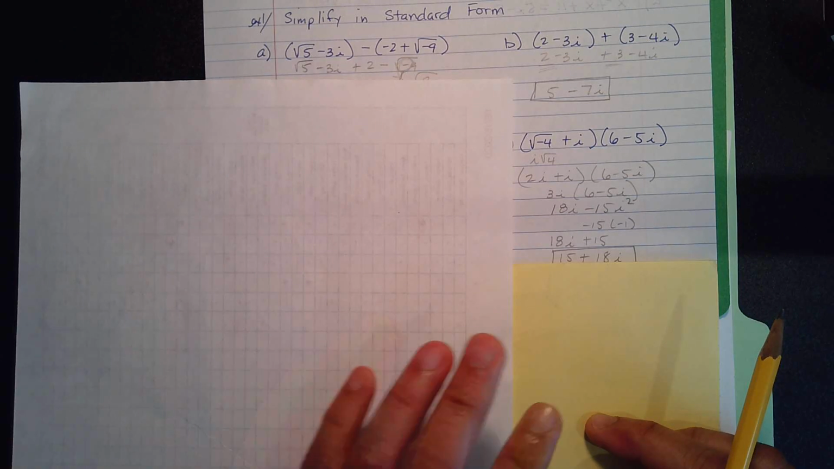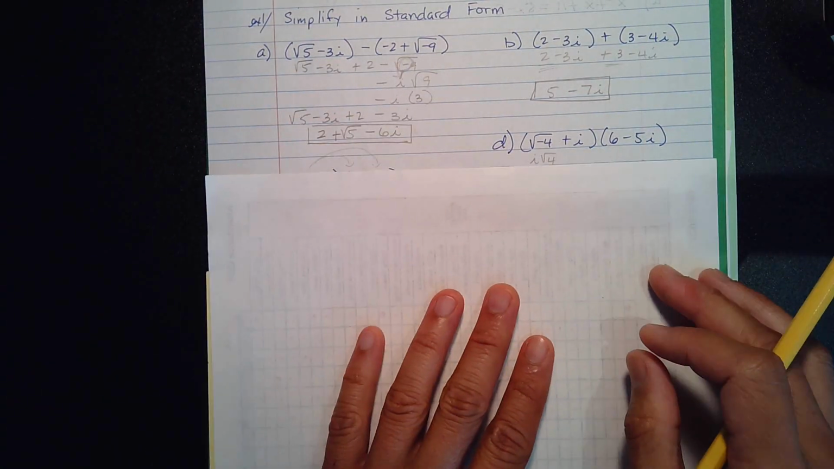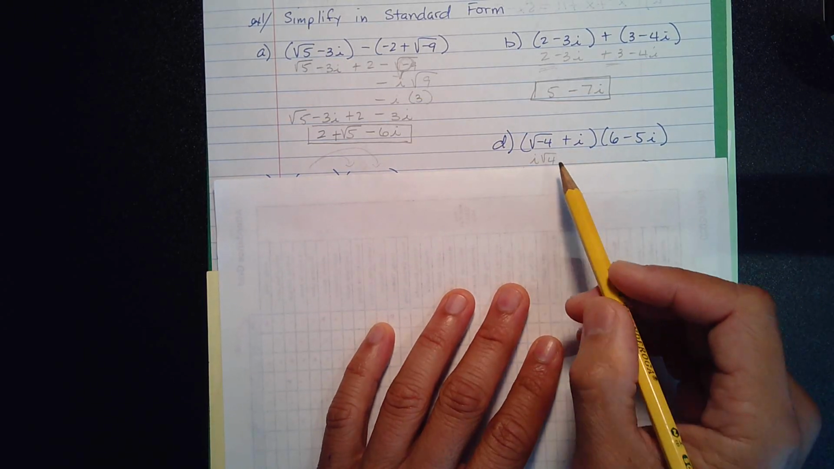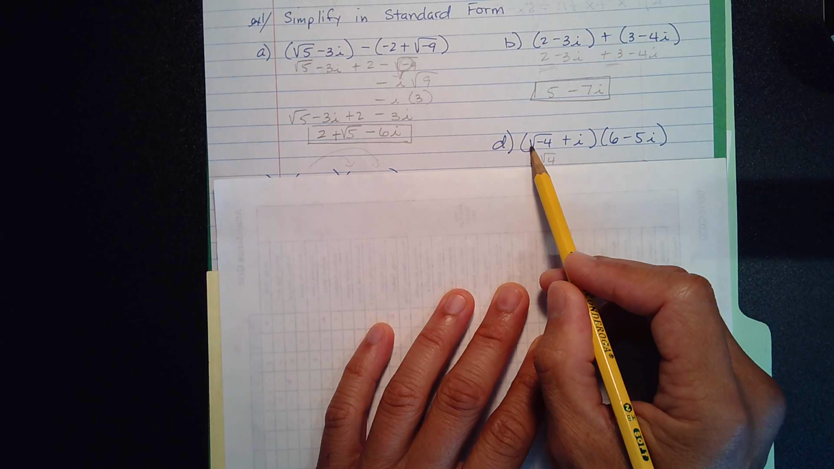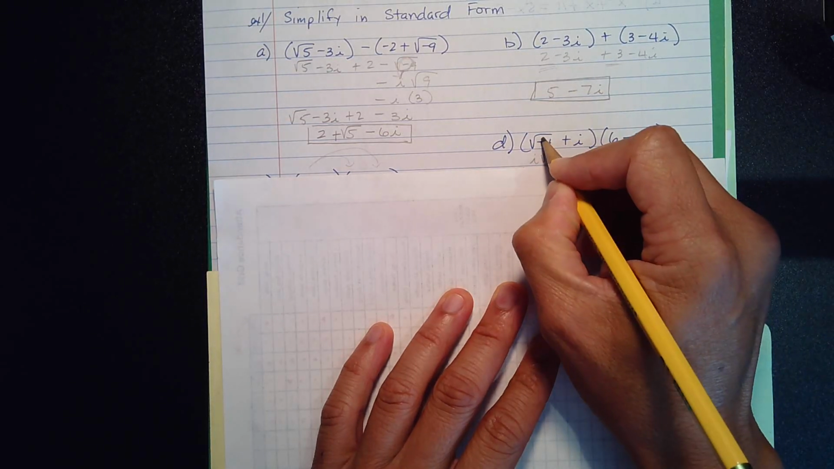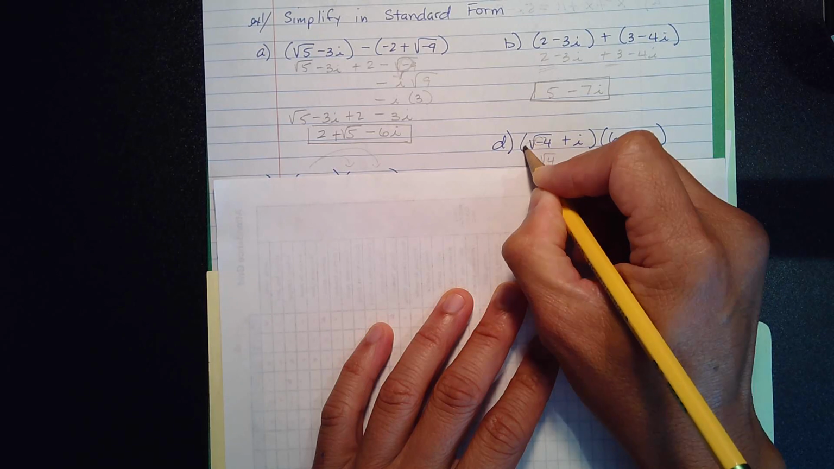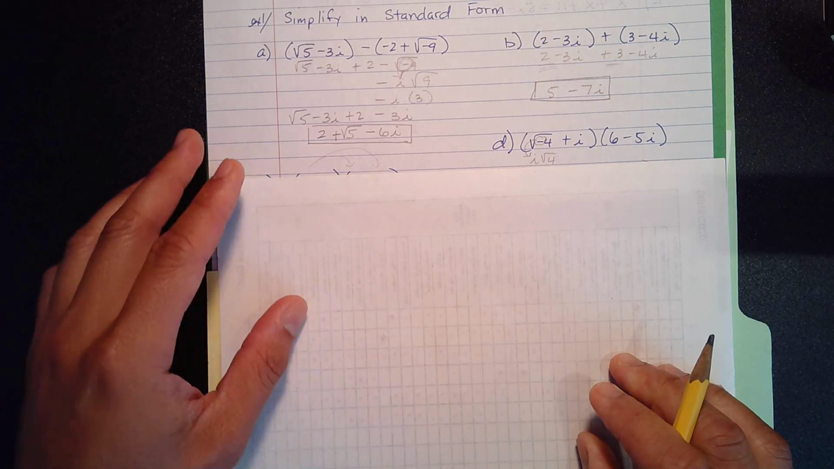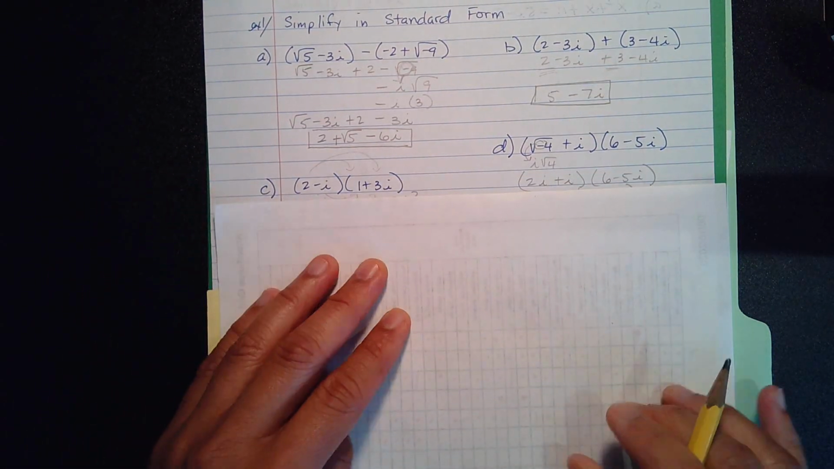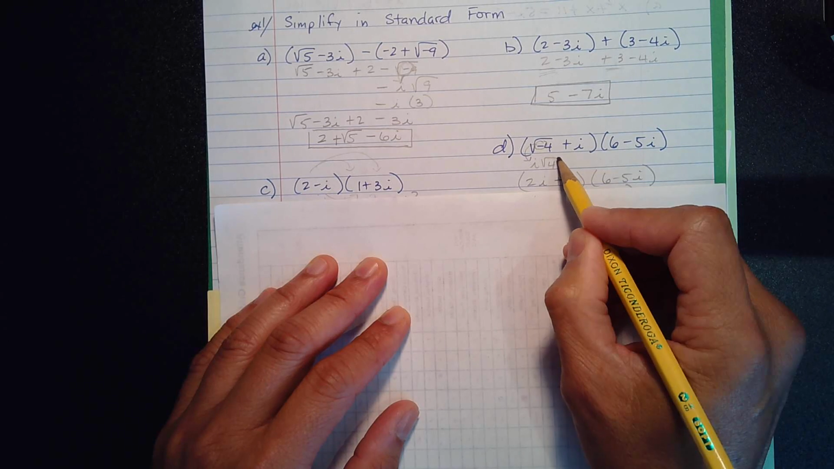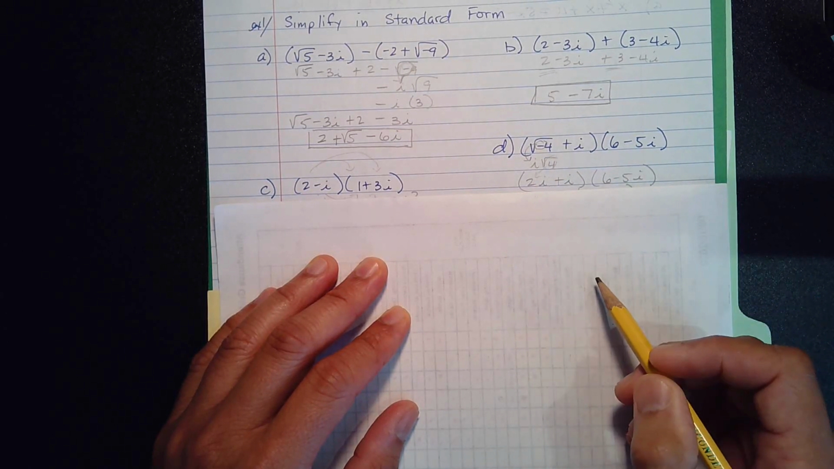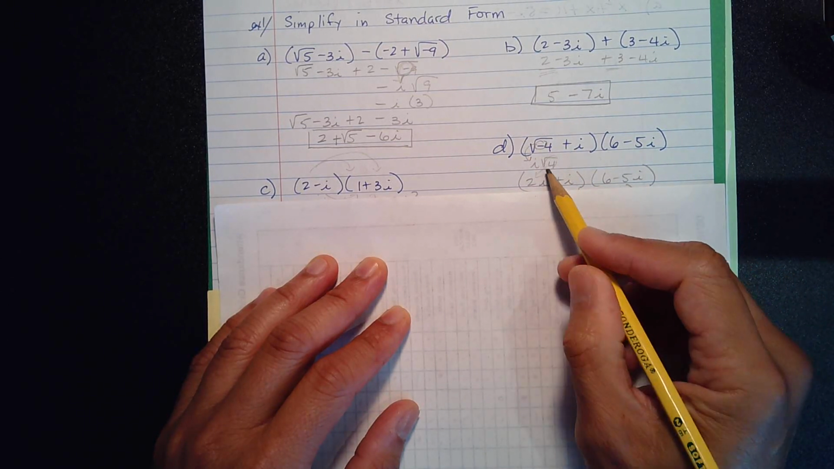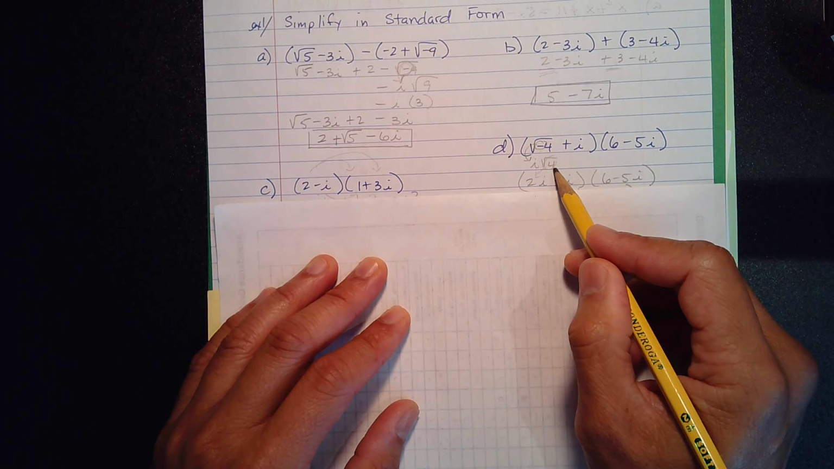Part D. Again, there's nothing in between the two parentheses, so we're going to have to multiply. But I want to simplify this radical first. This is the square root of negative 4. Remember, whenever you have a negative inside the square root, you take it outside and it becomes i. So this is now i radical 4. And the square root of 4 is 2. So all of this is now 2i. Square root of a negative is i. Square root of 4 is 2.